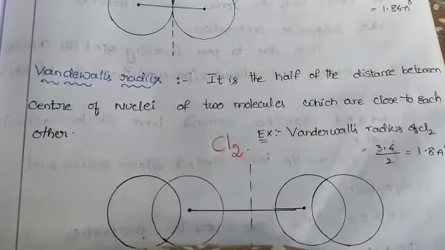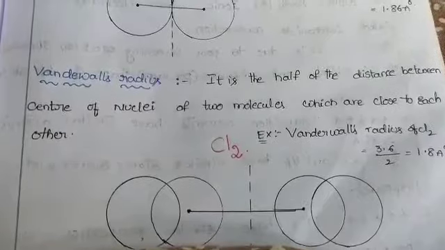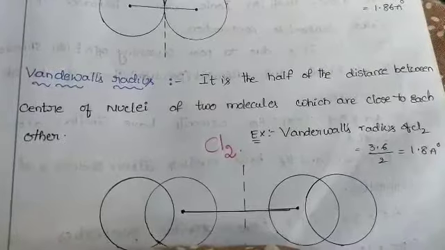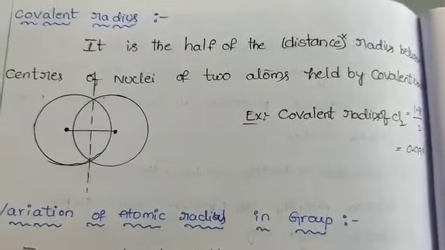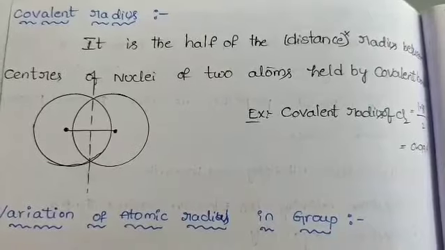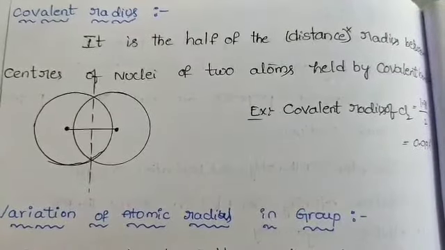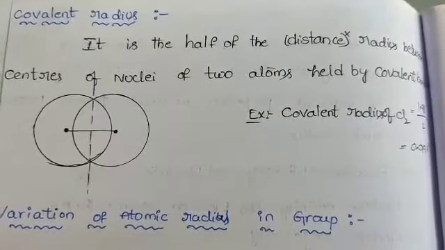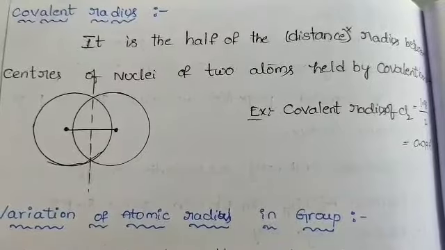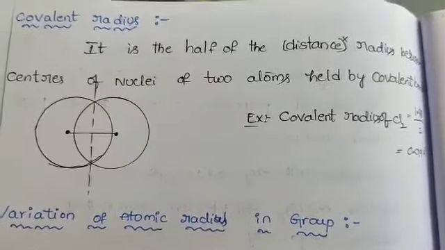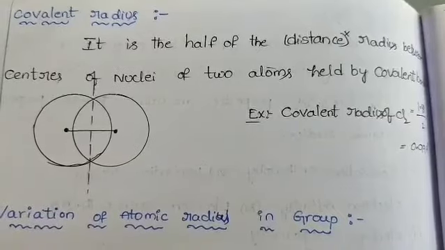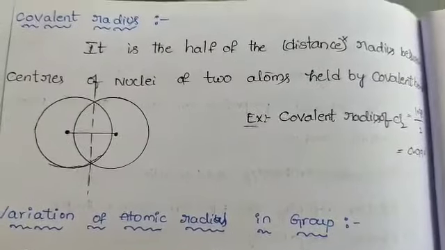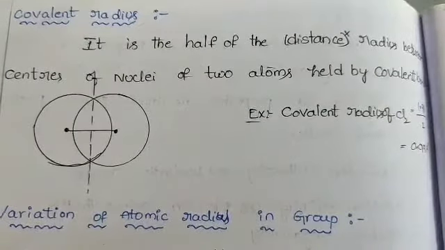And the third one is covalent radius. The covalent radius is half of the distance between the centers of nuclei of two atoms held by a covalent bond. A covalent bond means sharing of electrons. This half distance is called the covalent radius.